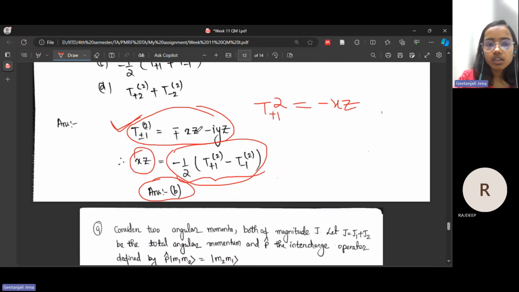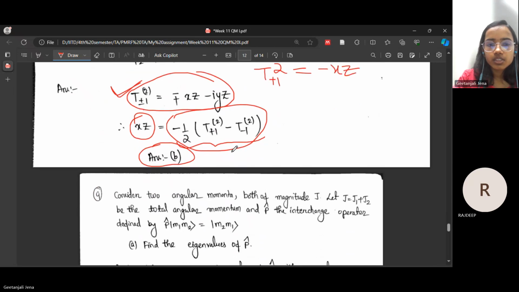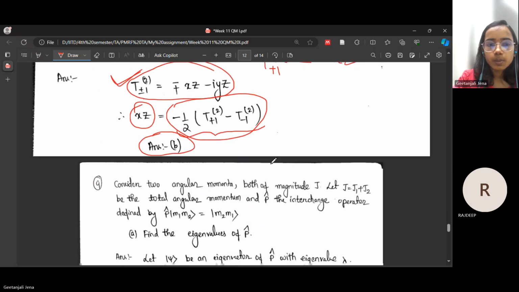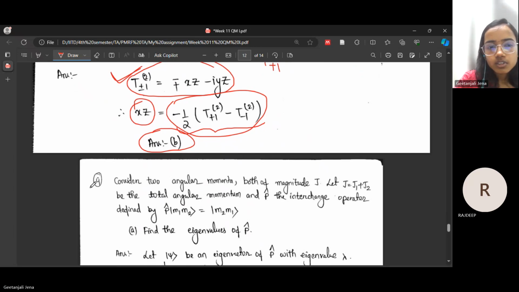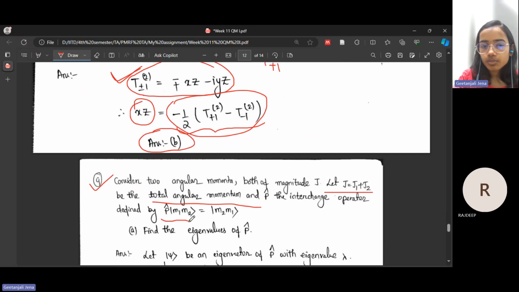Now let us move to our last problem of this section. So let me read out the question for you. The question is, consider two angular momenta, both of magnitude j. So we have two angular momenta of magnitude j, and let J equal to j1 plus j2 be the total angular momentum, and P is the interchange operator. The way P acts is given by this expression.